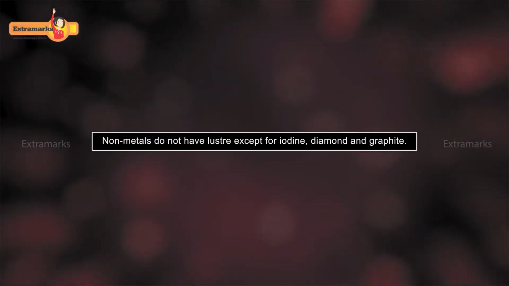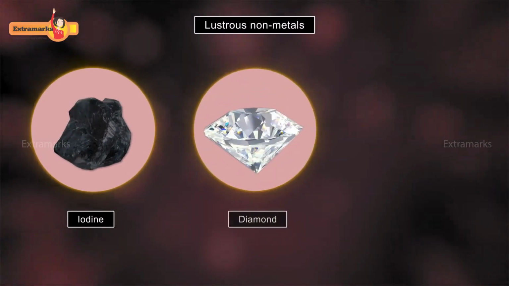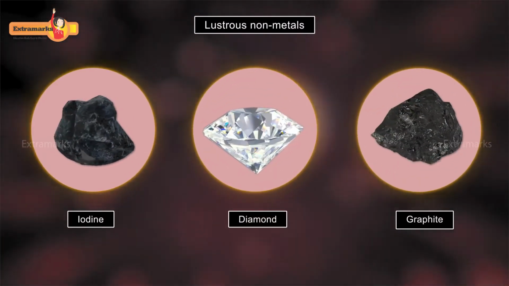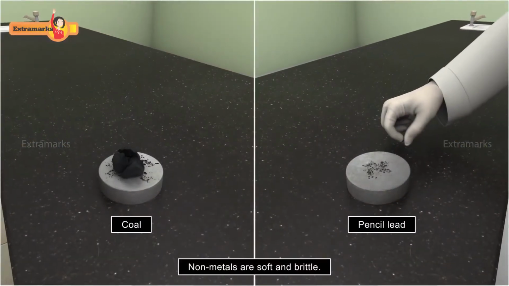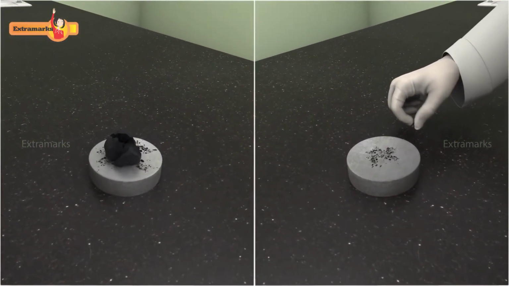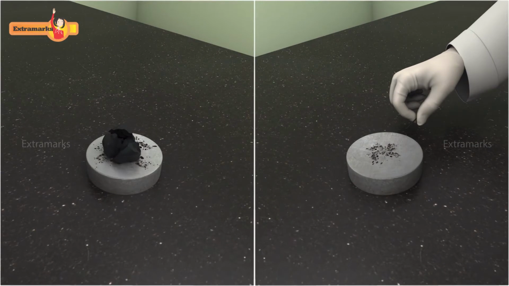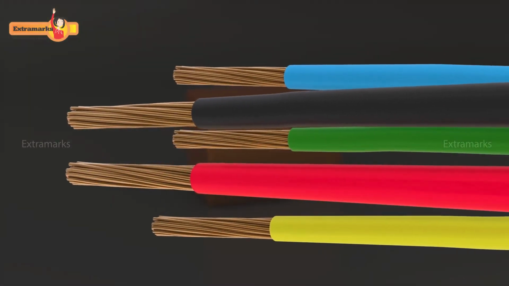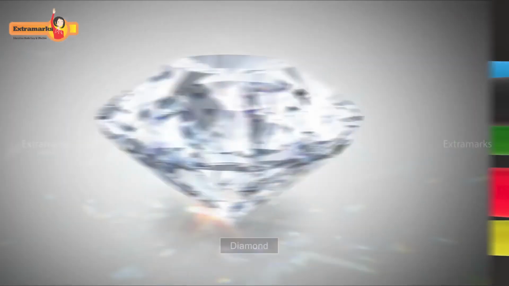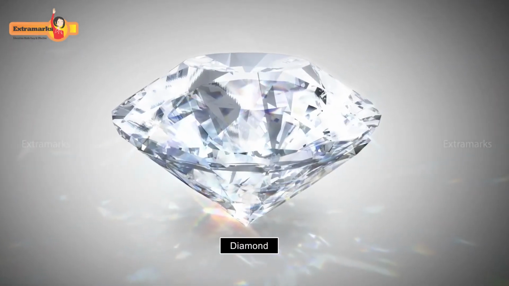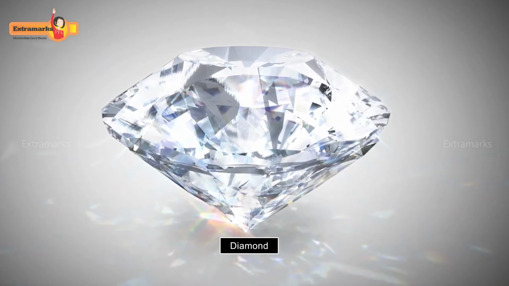Non-metals do not have luster except for iodine, diamond, and graphite. In general, they are non-lustrous. Non-metals are soft and brittle as they break easily. Therefore, unlike metals, they cannot be beaten into sheets or drawn into wires. Hence, they are non-malleable and non-ductile. Diamond, which is a form of carbon, is an exception to many properties of non-metals.